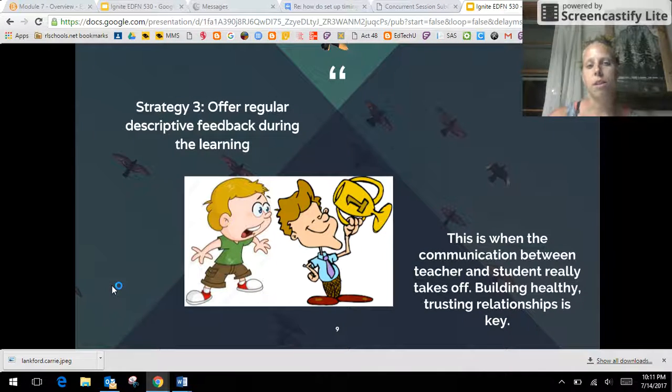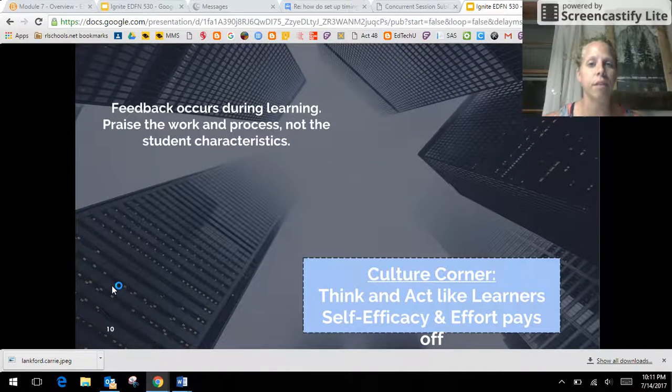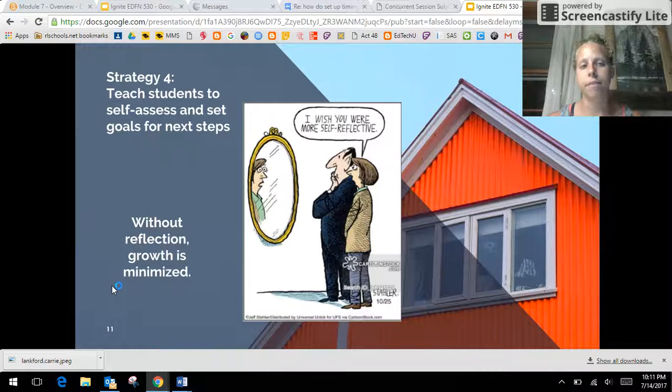Strategy 3 is all about offering regular descriptive feedback during the learning. Your students shouldn't get to the end of something and have no idea whether or not they're going to achieve. This is when the communication between the teacher and student really takes off, building that healthy relationship. Feedback occurs during the learning, and you want to praise the work and process, not the student characteristics. Again, building your culture, you want to think and act like learners, and that self-efficacy and effort pay off.